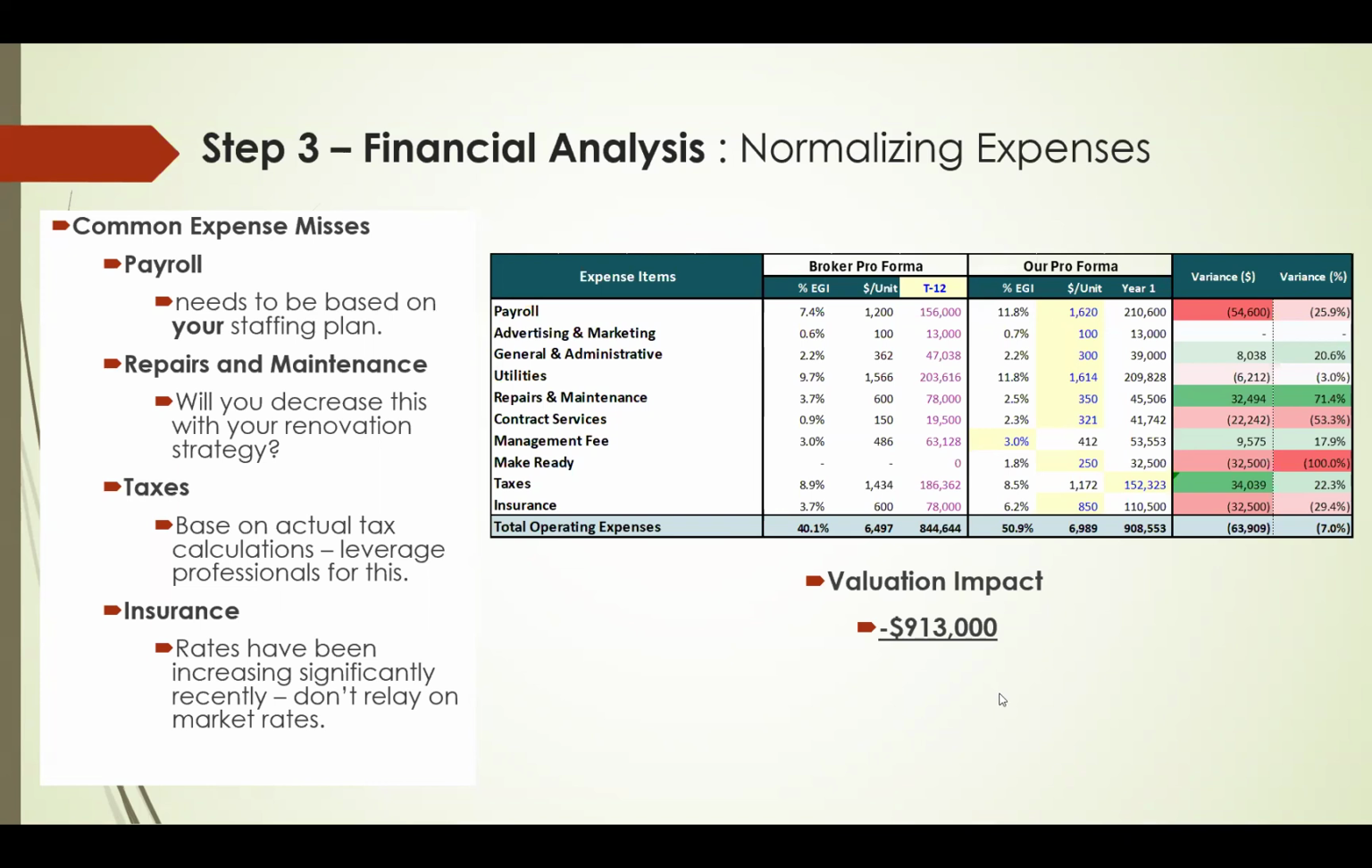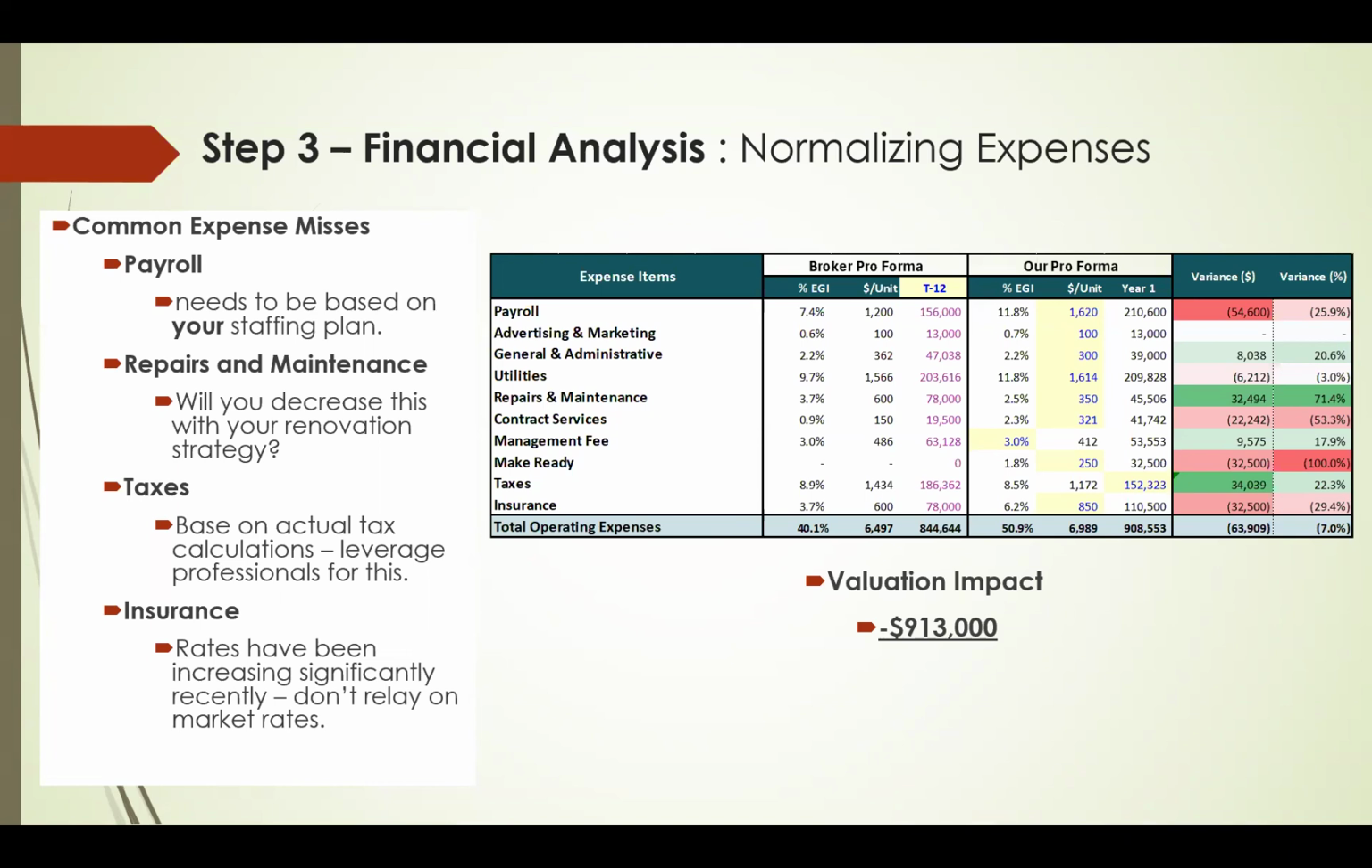This is fairly often something that is maybe underestimated on the broker pro formas and will be a little bit higher. In this instance, however, they were capturing some other CapEx expenses and some make ready expenses in their number of that $600 per unit per year. And we actually were able to come down a little bit from that.